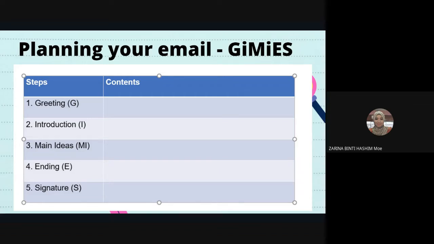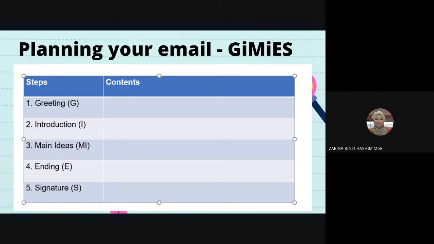What do we write for introduction? Who can type? What do you normally write for introduction? If possible, I would like you to write these notes in your exercise book or notebook, so that whenever you want to start writing your email, you know what to write first and what to write next and so on.